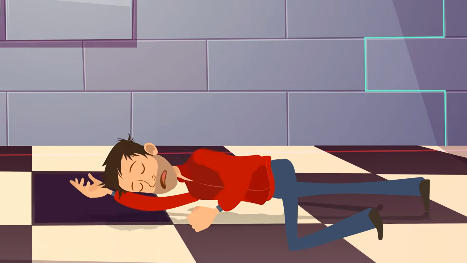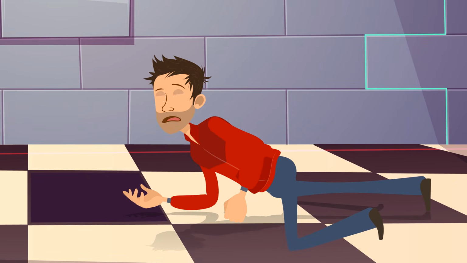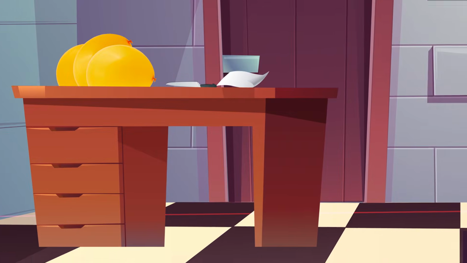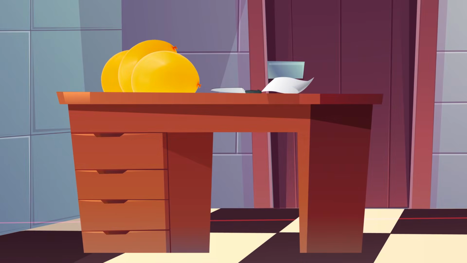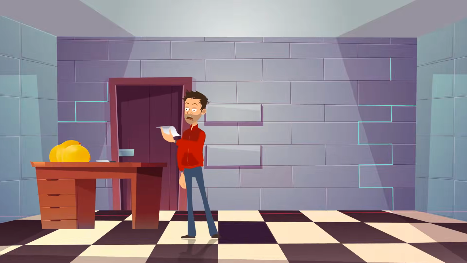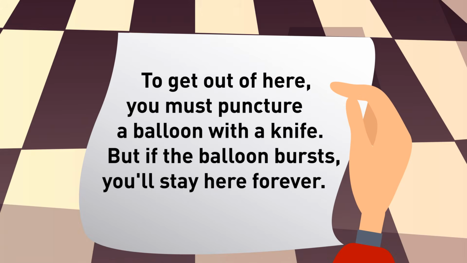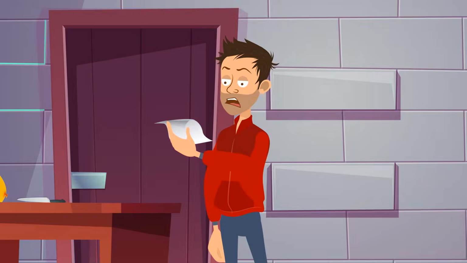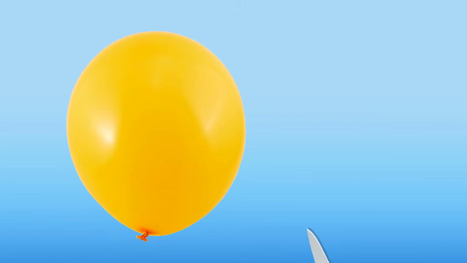You wake up and find yourself in a locked room without windows and only one door. You look around and notice a table. There's a piece of paper, a knife, and several inflated balloons lying on it. You pick up the note. It reads, "To get out of here, you must puncture a balloon with a knife. But if the balloon bursts, you'll stay here forever." What should you do to make a hidden door open in one of the walls?